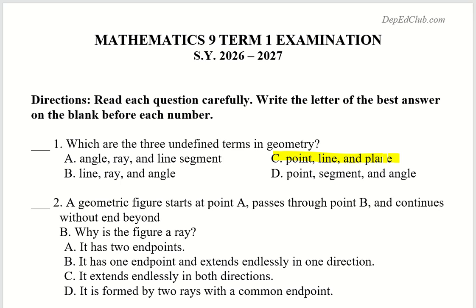Number 2, a geometric figure starts at point A, passes through point B, and continues without end beyond B. Okay, why is the figure a ray? Okay, so again, a ray po, it has one endpoint which extends endlessly. So that will be letter B. It has one endpoint and extends endlessly in one direction. So again, that is our definition for a ray.